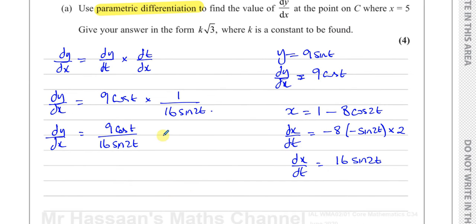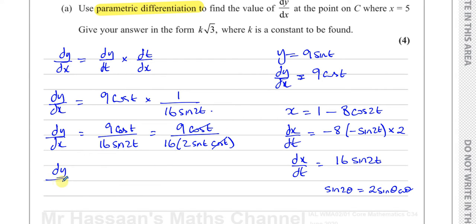However, I think I'm going to make it slightly easier by rewriting this using the double angle formula. We know the sine of 2 times an angle is equal to 2 times the sine of that same angle times the cosine of that same angle. So I can write this as 9 times cosine t over 16 times 2 sine t cosine t. And these cancel out, so I'm left with a more simple expression. dy dx is equal to 9 over 32 times sine t.